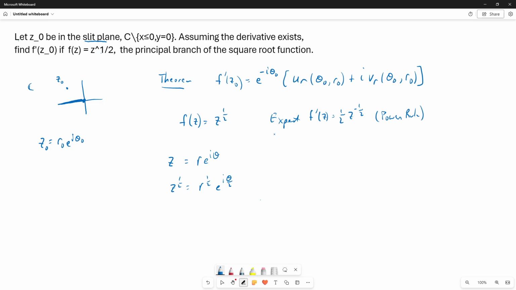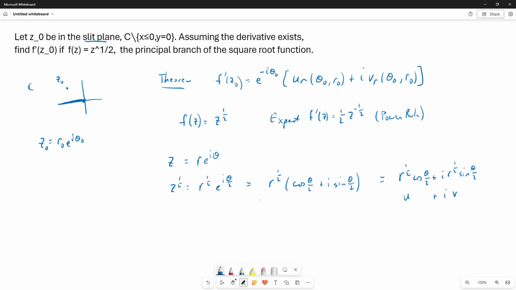And now we can calculate u sub r and v sub r. Let's flesh this out a little bit more. This is r to the 1/2 times cosine theta over 2 plus i sine theta over 2. And we can distribute the r to the 1/2: r to the 1/2 cosine theta over 2 plus i times r to the 1/2 sine of theta over 2. So there's our u plus iv, the real part, plus i times the imaginary part.